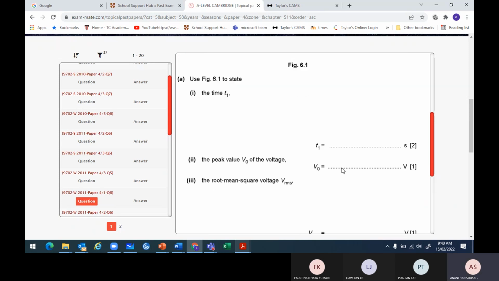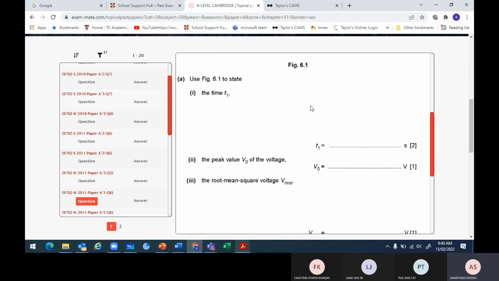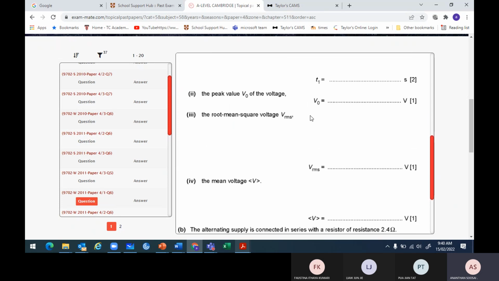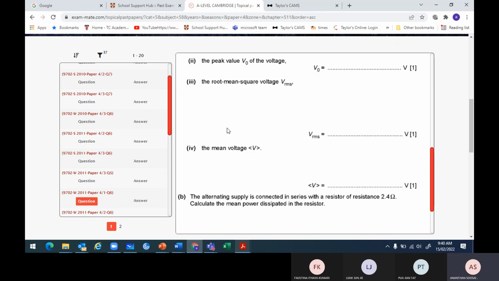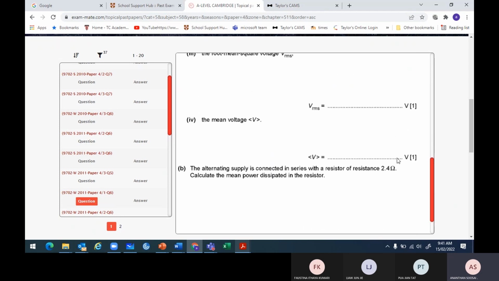Okay, then the peak value, just read from the graph. So how much is that? 15 plus 2, 17 volt. So the peak value is 17 volt, just read off from the graph. So easy mark. Then the root mean square value is just 17 over root 2. Get the mark. The mean voltage is 0. For sinusoidal, same area on top and bottom, so the mean is 0. So I think all are easy marks, if you know.